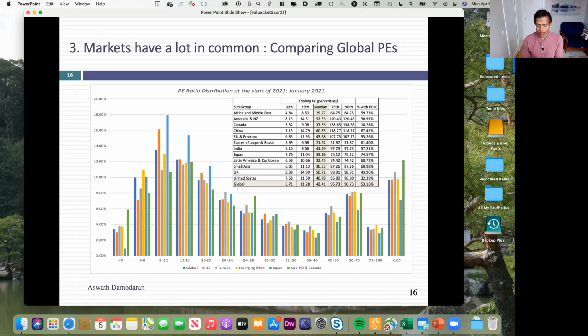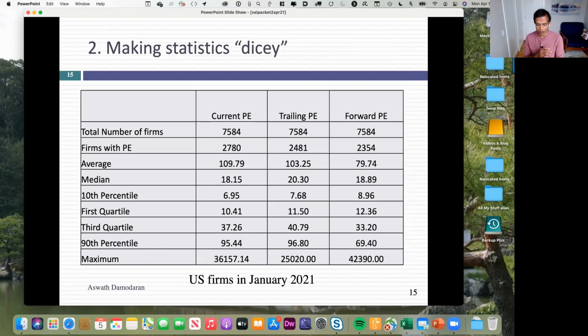So, let me check the data, because you're right. There shouldn't be that much of a variation. But let me check it out. That's a good point. The 75th and the 90th definitely shouldn't match up.